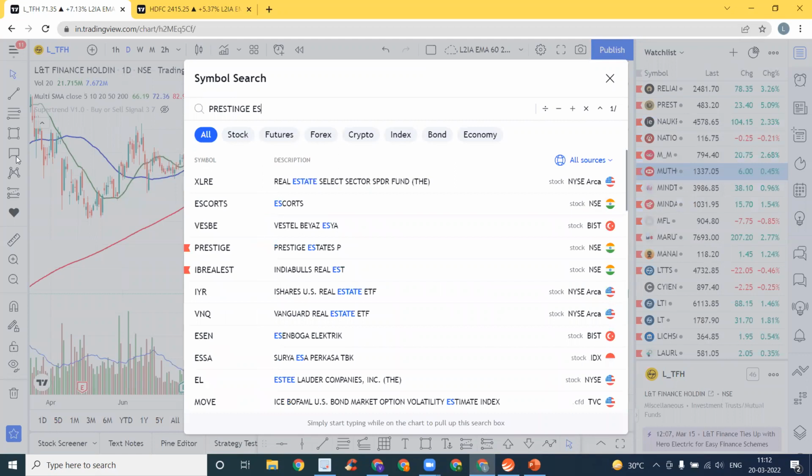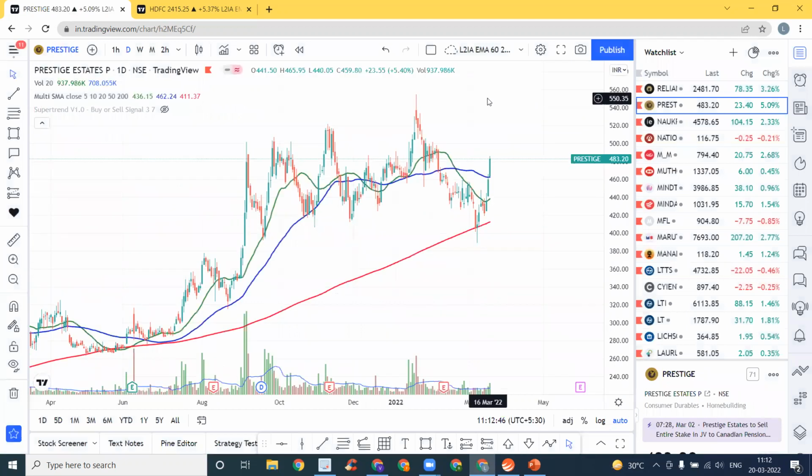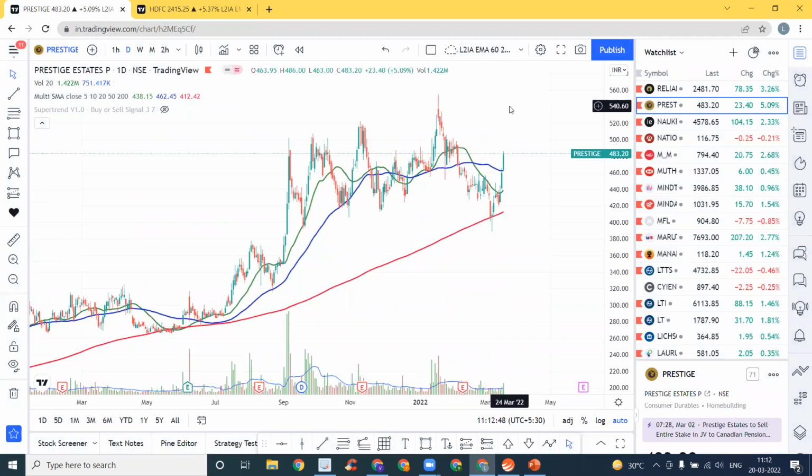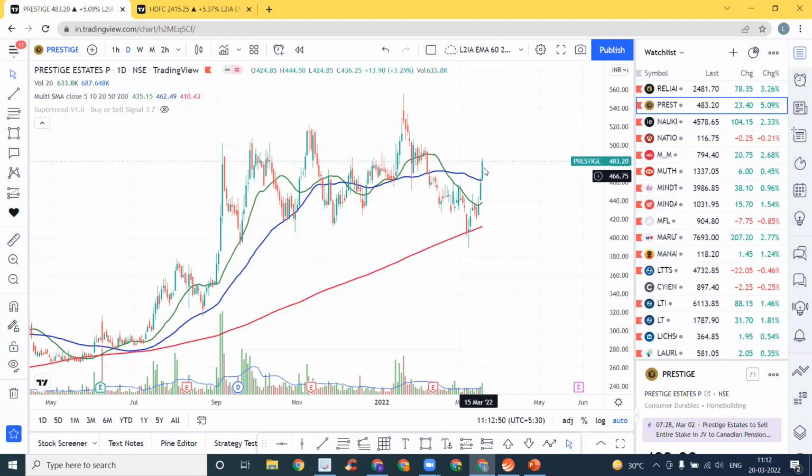There are two Prestige, Prestige Estates and Prestige TTK. So we are looking at Prestige Estates. It is near about the same price at which I sold. I had bought low at 400 and sold it long back at 450, 470. It is at 480 just now. Last week it went up. It is showing a good increase in price levels. It is above blue, above green and above red. So the Prestige Estates stock is at a good level.